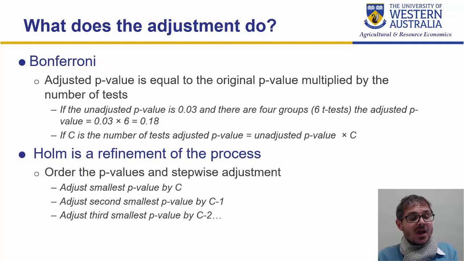So we have a number of different adjustments that we can use. The most forceful adjustment is the Bonferroni adjustment. It basically says, well, if we're doing this many tests, adjust the p-values by the number of tests. So you take the unadjusted p-value and you multiply it by the number of tests. Holm is a refinement of this process. So it tends to be the one that's the default in R.